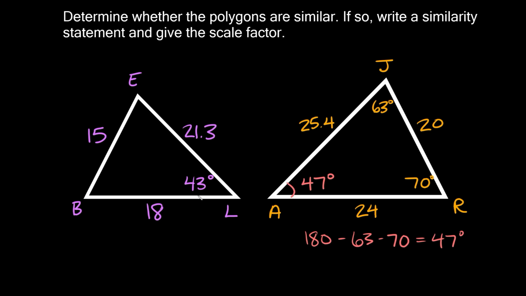So as you can see, this angle that it gave us, 43 degrees, does not match any of the angles within this triangle. Okay, so again, all these three angles have to be the exact same as all three of these angles, and obviously they're not, right? So that means these two triangles, we don't even have to check anything else, they are not similar.